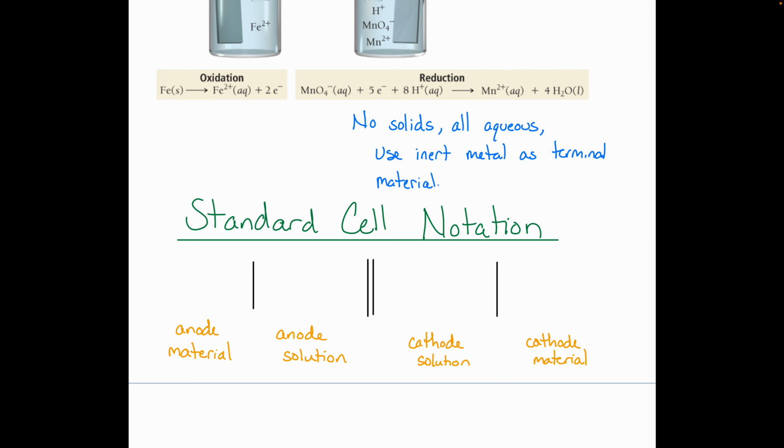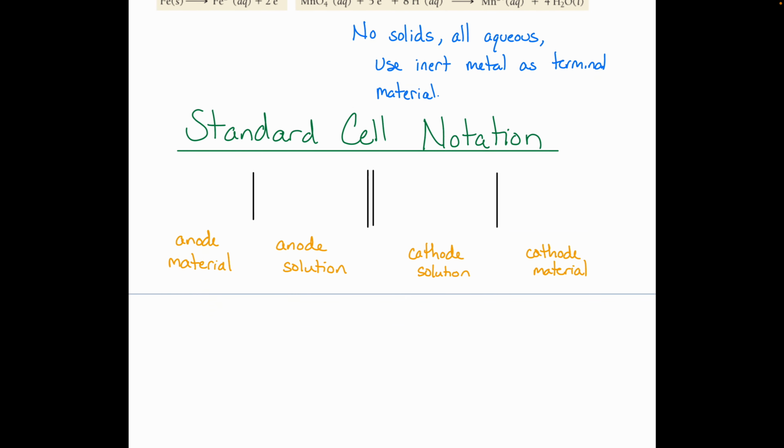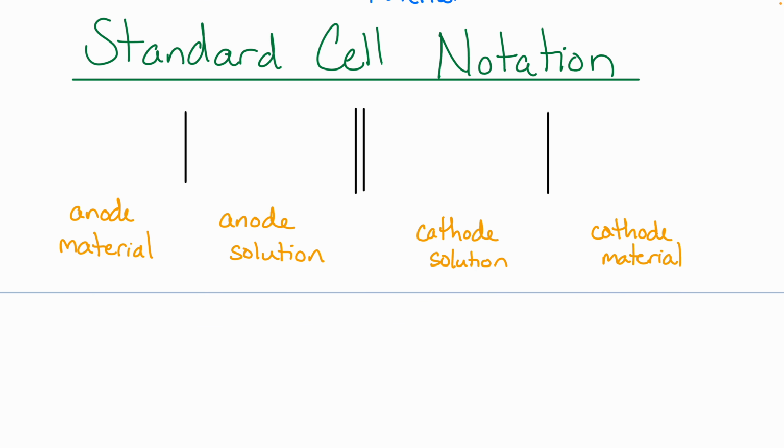You don't have to include water. You do have to include all the aqueous species, but not the water. Anytime there's a liquid, you just don't include it? If it's water. If it was bromine or something like that, that would be an important component of the battery. But we assume water is present.